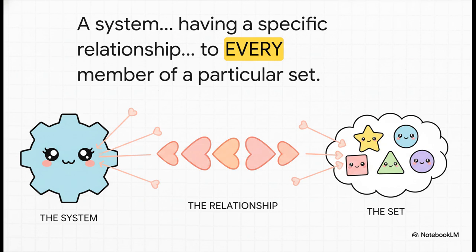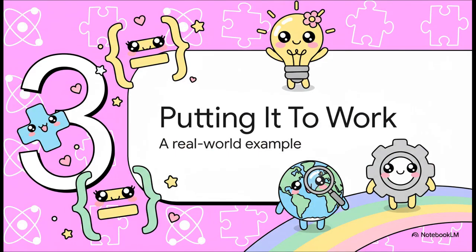So what you're always looking for is a specific system, how it relates to something, and what that something is, a particular set of things. And here's the absolute kicker, the most important part. The relationship has to apply to every single member of that set. Not most of them, not some of them, every single one. I know. That sounds a little abstract, right? System, relationship, set.